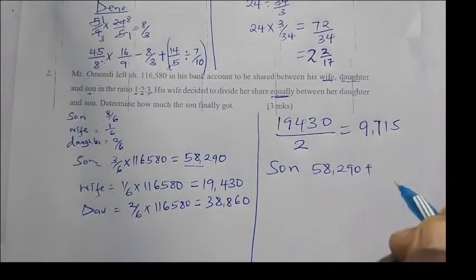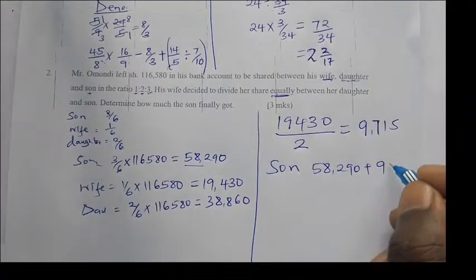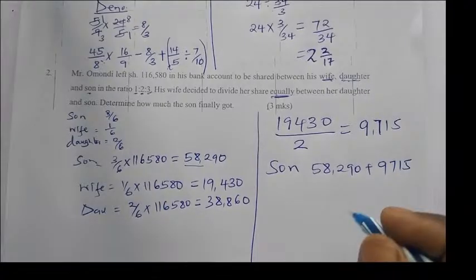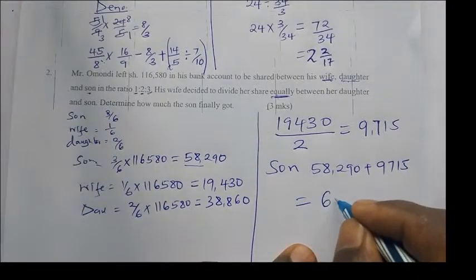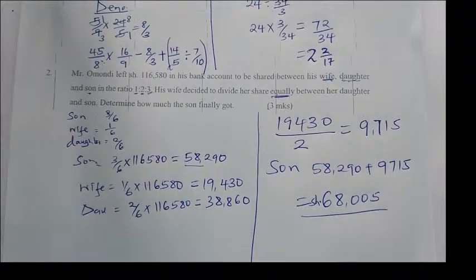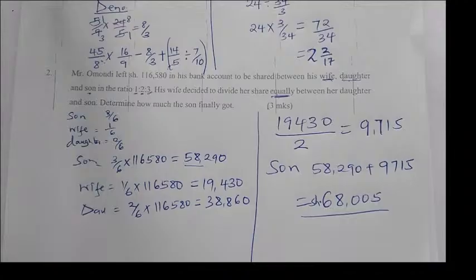So the total for the son will be his own money, which was 58,290 plus 9,715 that the mother shared to him. So the son got 68,005 shillings. That is the amount of money the son got.